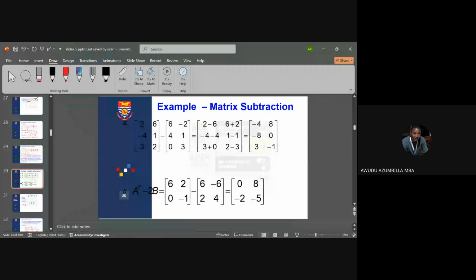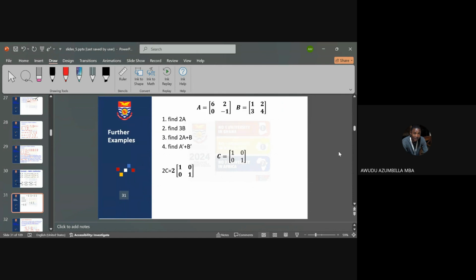Okay, so we are still under examples of matrices, addition and subtraction. So this one, subtracting, is the same thing. Okay, let's move on. And these are all further examples that you can look at yourself.